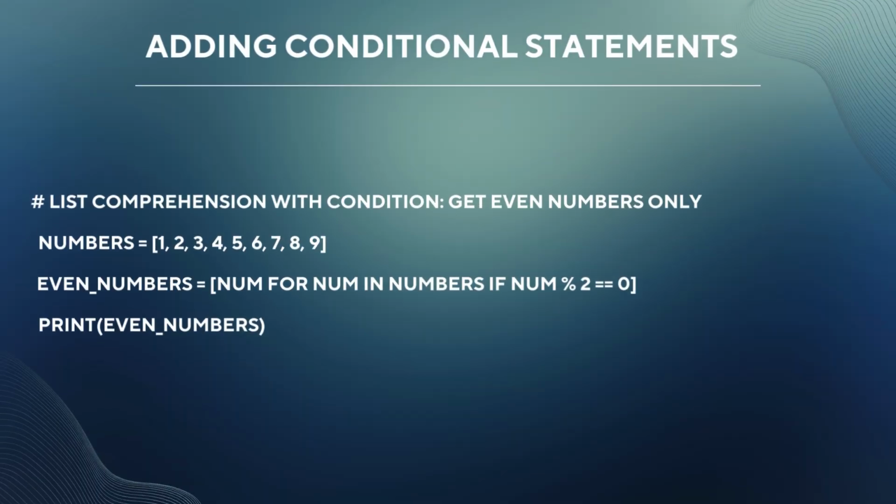You can also add conditions to list comprehensions. For example, here's a list comprehension that only includes even numbers from a list.